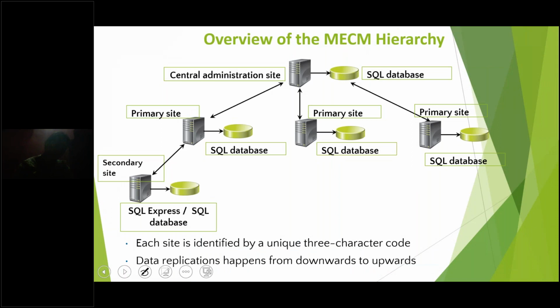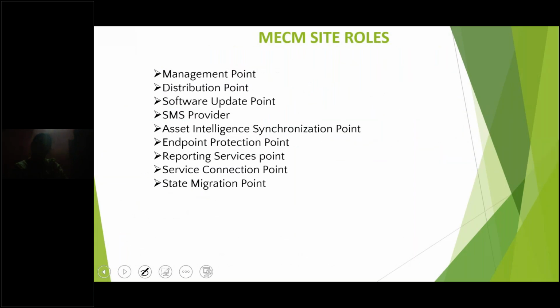Now every site has a database. Secondary has a database, as you see here. Primary has a database, and central also has a database. So whatever data secondary collects, suppose it has collected some data from the branch office computers, it is going to pass on to the primary site. Whatever data the primary site collects, it's going to pass on to the central administration site. Then we have site roles, we will discuss later on.